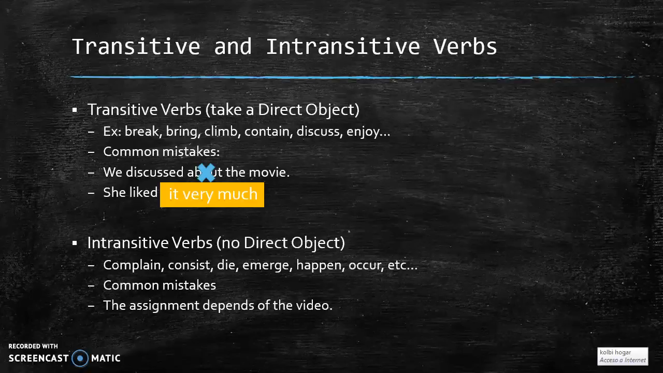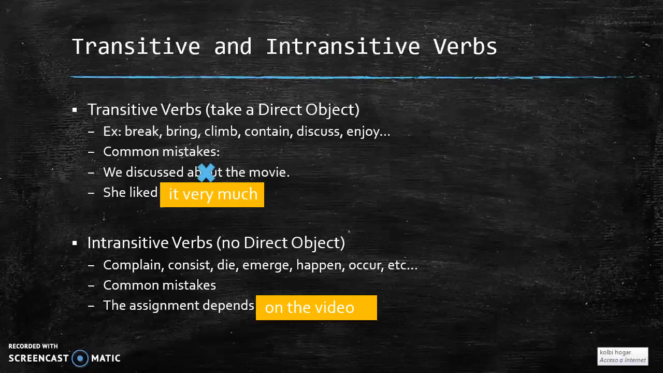The other type of verb is the intransitive verb. This intransitive verb doesn't have a direct object. Some examples: complain, consist, die, emerge, happen, occur, etc. Common mistakes: using the incorrect preposition. Look at the example we have there. The assignment depends off the video. And this is a very common mistake that we Spanish speakers make. Instead of off, we have to use the preposition on. So we're going to say the assignment depends on the video.